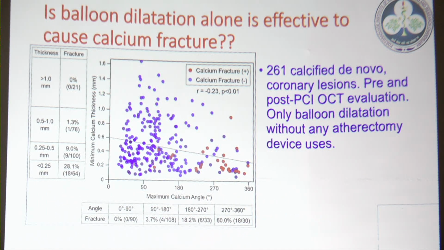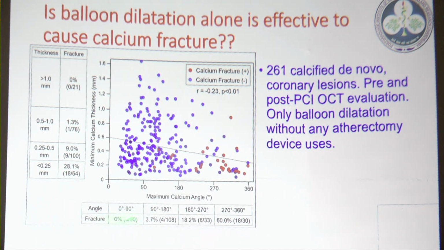Now the question comes, is balloon dilatation effective to produce a calcium fracture in a calcified lesion? In this particular study, 261 calcified de novo lesions had dilatation with an NC balloon, no scoring balloon, no ablation, and OCT was done pre and post. Where thickness is more than 1 millimeter, there is no fracture. If thickness is on the lower side, less than 2.5, that is the maximum fracture you can appreciate with a normal or non-compliant balloon.